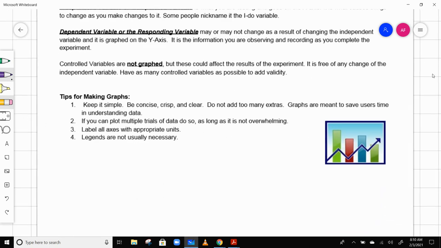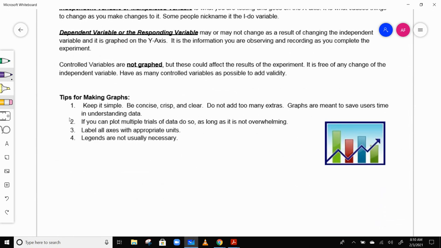Okay. Some tips for making graphs. So these kind of apply to a larger variety of graphs, really. Okay, some just really simple tips here. Keep it simple. So be really concise, crisp, and clear. Don't add too many extras. Don't add like a million different things to it. Okay, you don't need to add a lot of different things. Okay. Graphs are meant to save users time in understanding data. So if there's too much stuff on the graph, it's going to take them a while to figure out what the graph is saying. Okay.